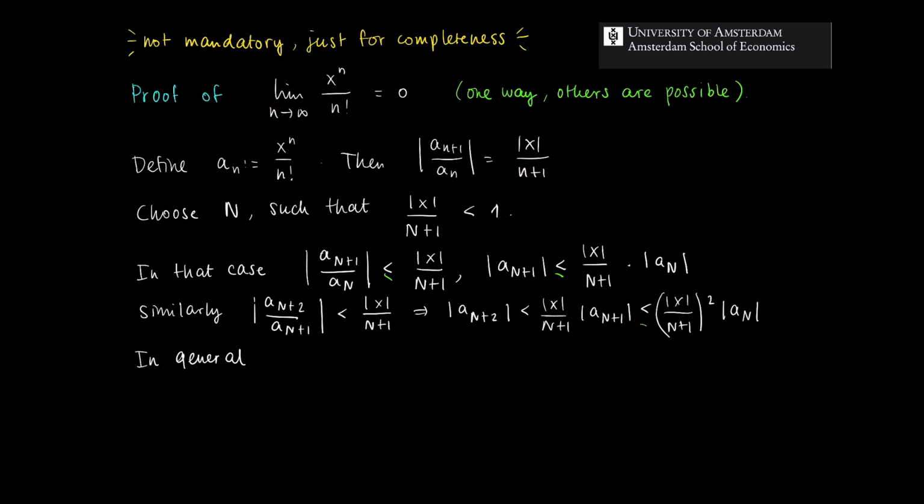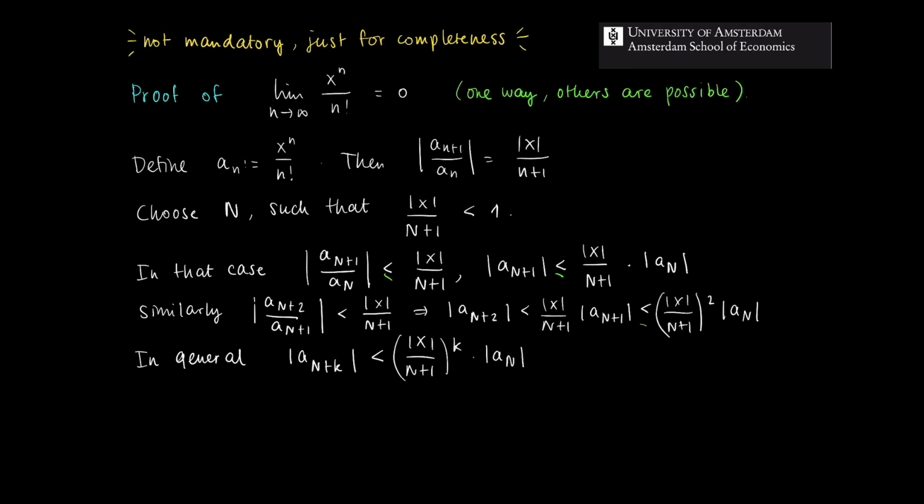a_(N+3) divided by a_(N+2), etc., etc. And then we will deduce that in general, we can continue and show that the absolute value of a_(N+k) is smaller than the absolute value of x divided by capital N plus 1, to the power k, times this fixed factor, the absolute value of a_N, right?